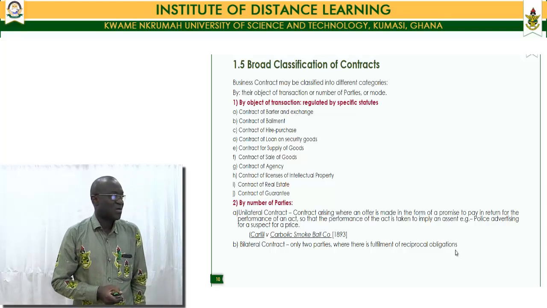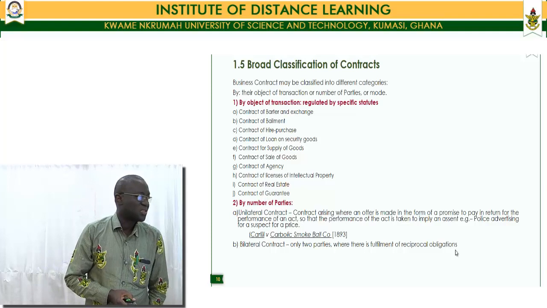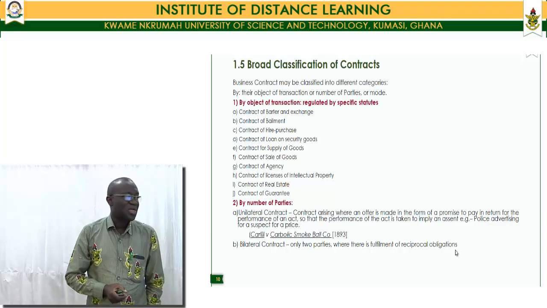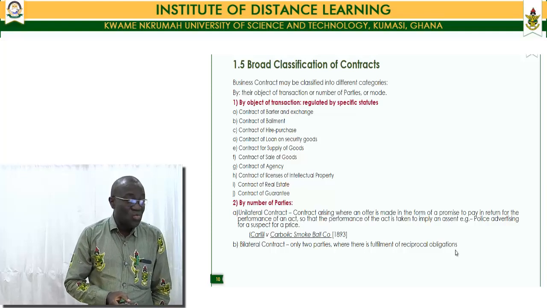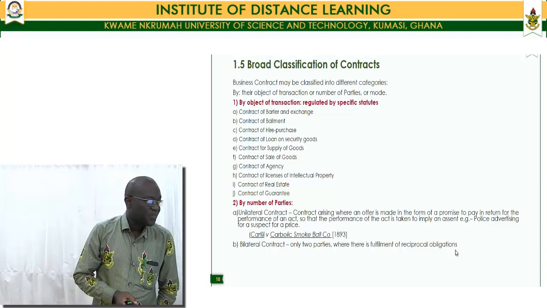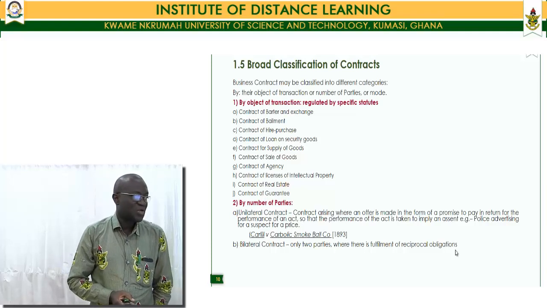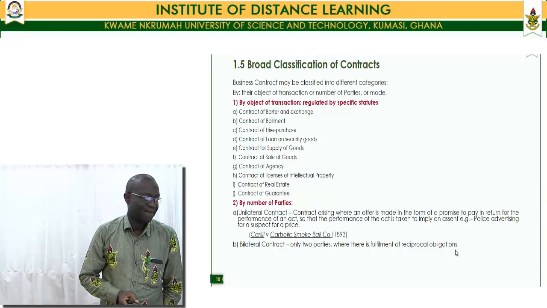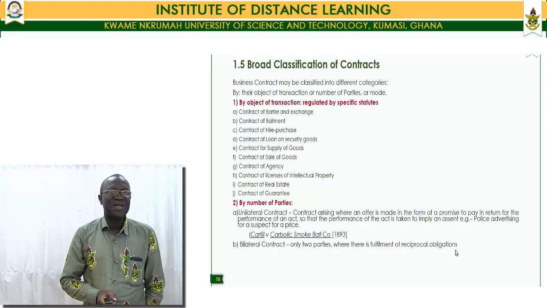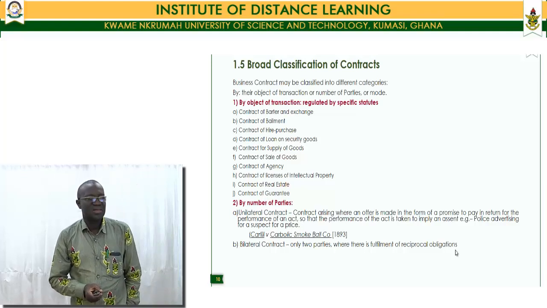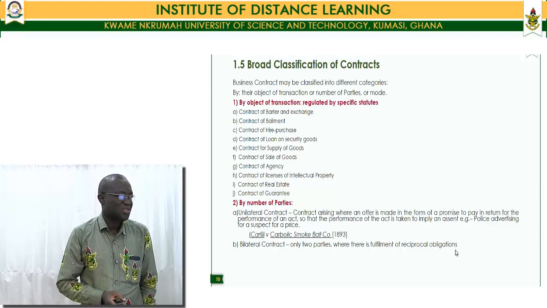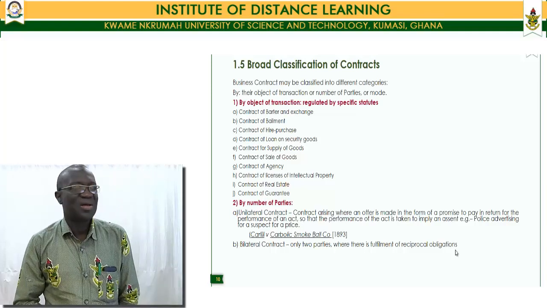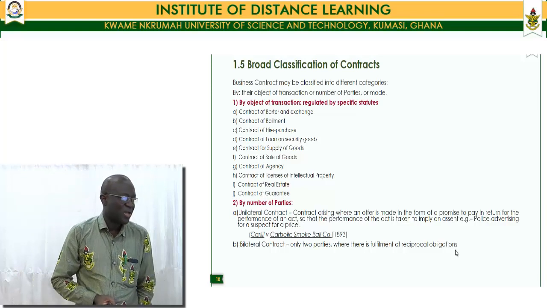then we're talking about contracts of barter and exchange based on the object. A contract of bailment, a contract of hire purchase, a contract of loan and securities, a contract for supply of goods, a contract of sale of goods, a contract of agency, a contract of licenses of intellectual property, a contract of real estate, or a contract of guarantee. These are different types of contracts based on the objects of transaction. They are all contracts, but we differentiate them by their object to identify what type of object they are dealing with, what is the nature of the work or the transaction.